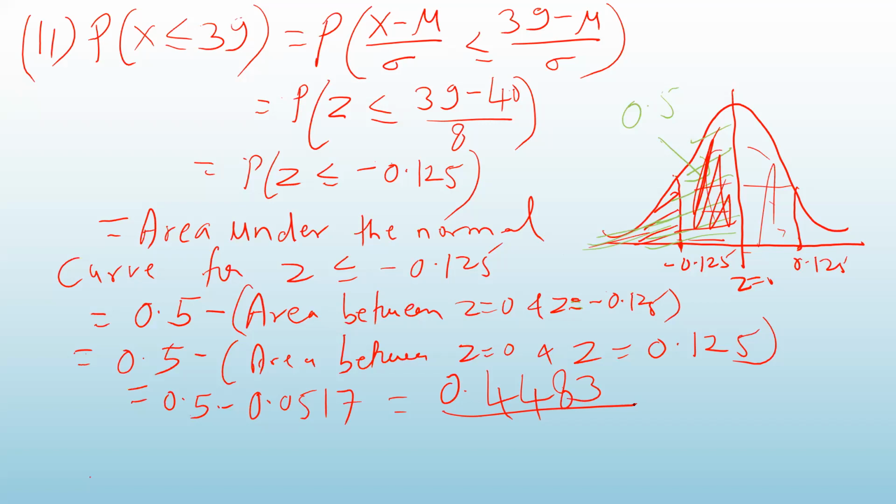Correct. So the only thing is that you must be able to visualize things. Some geometry you have to apply. So this is how we get the probability of x less than or equal to 39. Let us see the next one. What is the last one?